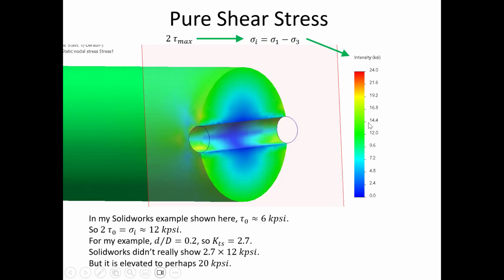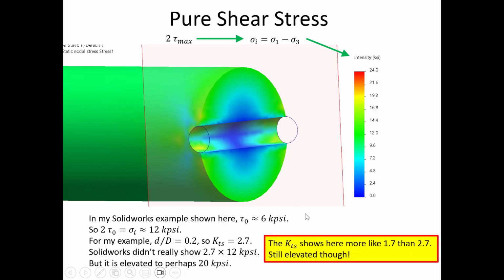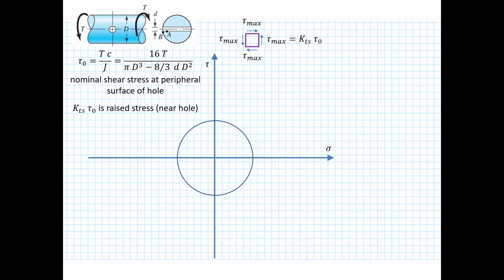So what I did is I did the graph from 0 to 24. Had I seen any red, that would have been a KTS of 2. But it really only shows up to about 20. It is elevated, I can see that. So what SolidWorks is showing is probably more like about 1.7, but it is elevated. To be conservative, I'm just going to use the book's values as we move forward here.